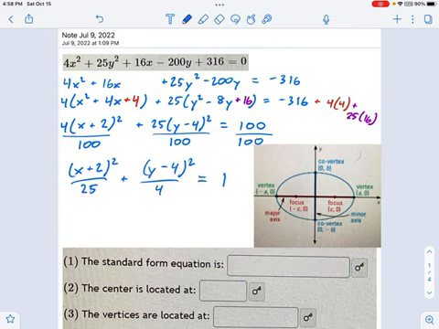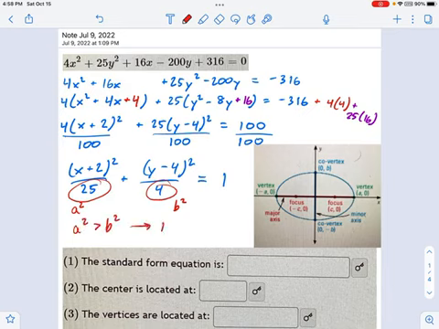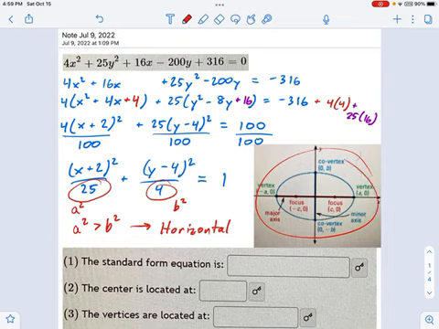Well, I want to point out some things. This value right here, this is called a squared. This value right here, this is called b squared. Typically, we just put a with x and b with y. And what you notice is that a squared is greater than b squared. Well, that means we're dealing with a horizontal ellipse.